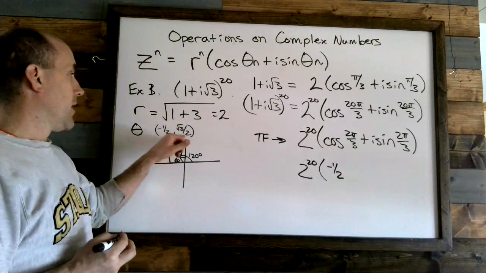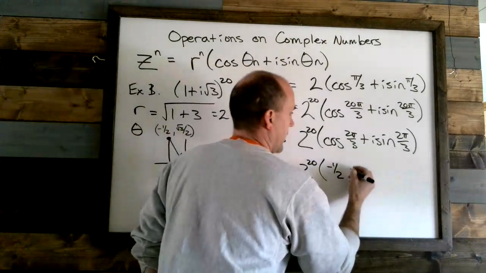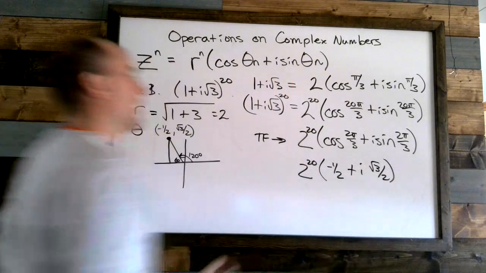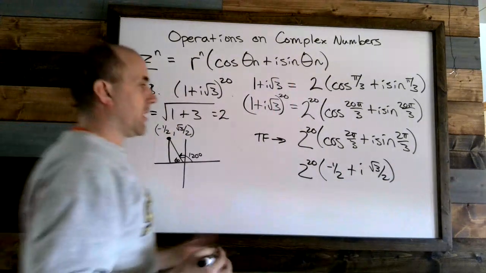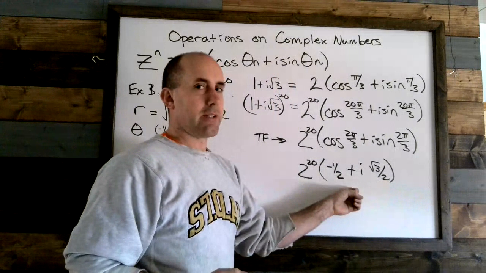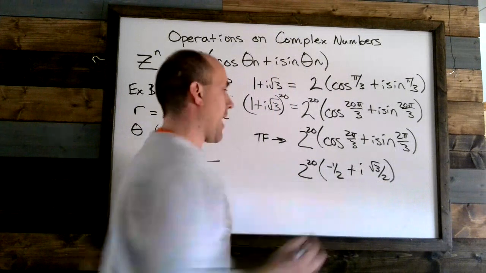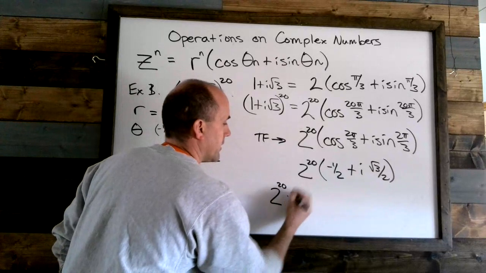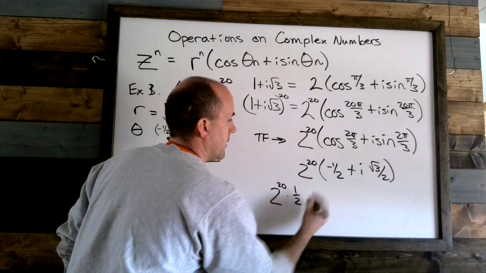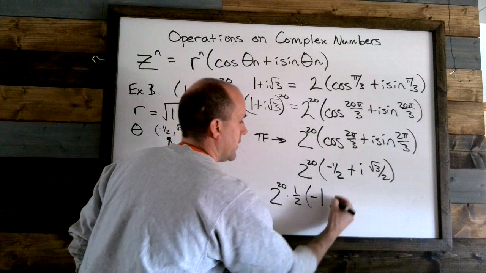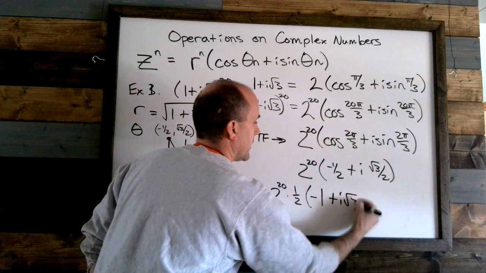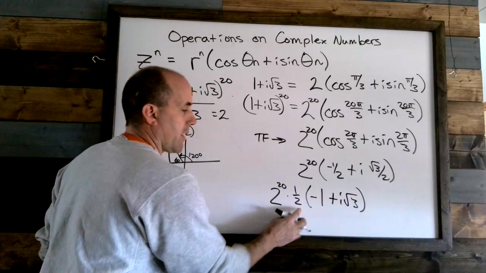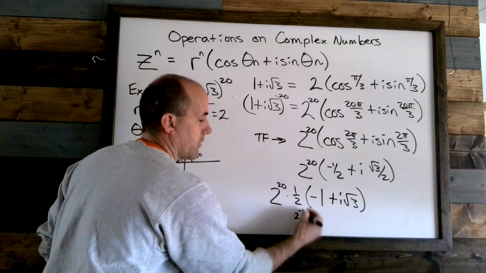Okay? And then root of 3 over 2, we are going to have plus I root of 3 over 2. Now, that's one way to write it. Another way to write it that's actually kind of nice is I could factor out 1/2. Watch what happens when I factor out 1/2. I get 2 to the 20th times 1/2 times -1 plus I roots of 3. And to just finish this off, 2 to the 1/2 is the same thing as 2 to the -1.